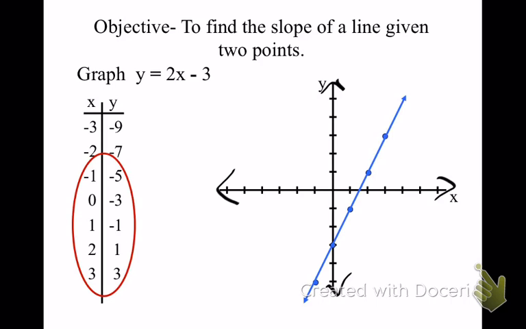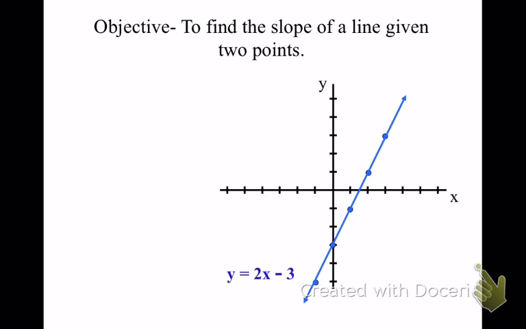Alright, so when we're dealing with a table like this, when we talk about slope, what we're really talking about is how steep is that line. So the equation for this line is y equals 2x minus 3. And when we're talking about the slope of the line, we like to use the variable m.